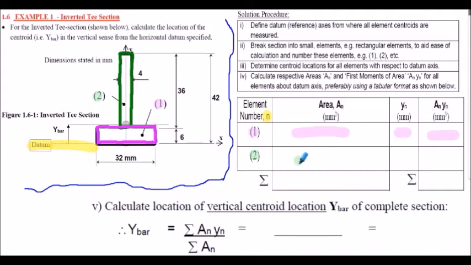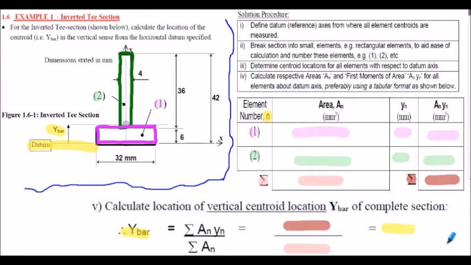Find the area of the rectangle, its y distance from its centroid to the datum, and then work out the area moment. We will then summate the areas. We will summate the area moments. And then to find the Y-bar dimension from our datum, it's simply the summation of the first area moment from our table divided by the summation of the areas from our table. That evaluates to give us Y-bar.